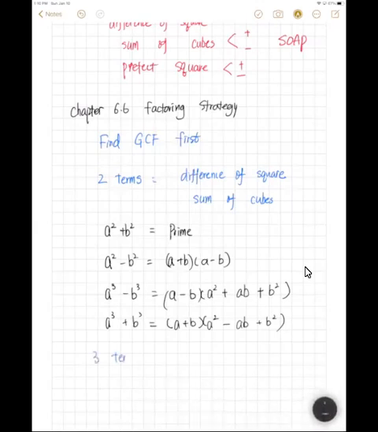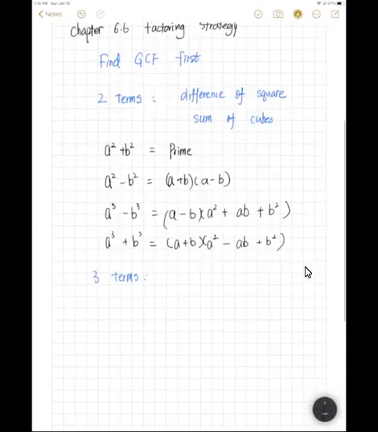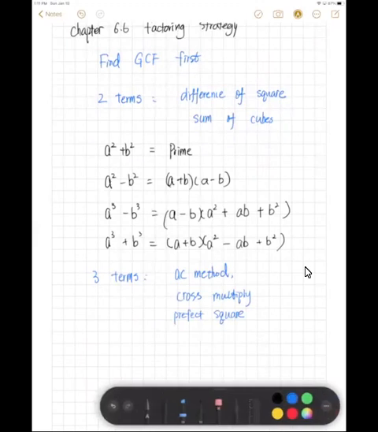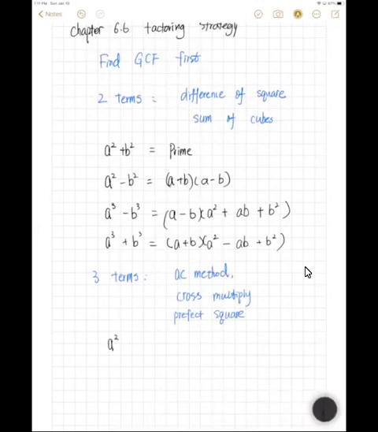Okay, if you see three terms in the equation, what you can do is use the AC method, cross multiply, or the perfect square formula. So for the perfect square formula, we have a squared plus 2ab plus b squared is equal to a plus b squared. Similarly for subtracting.